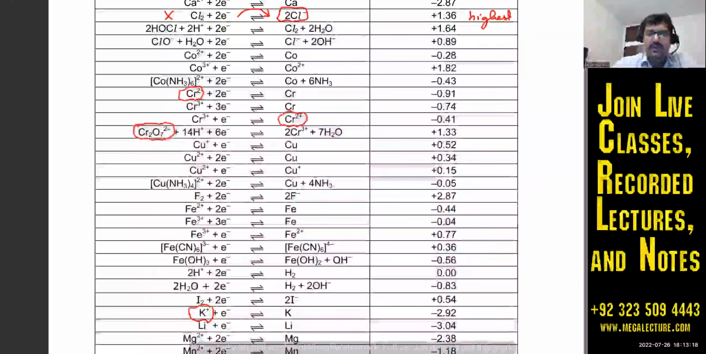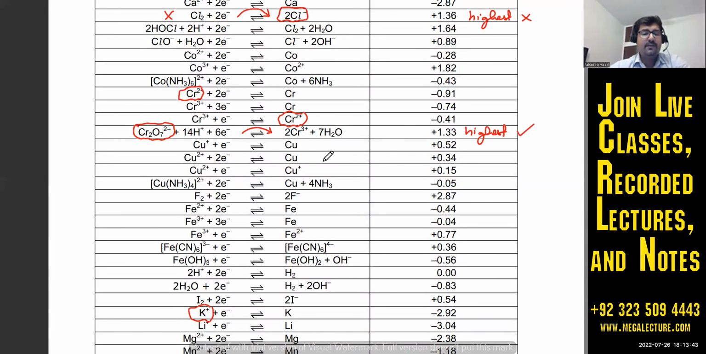I said, take that out. Although it is the highest, we don't have Cl2. So who's the highest now? The highest is 1.33. Now the highest is the one that's going to gain electrons, and that's fine. That means Cr2O7 2 minus with 14 H plus is the one that's going to gain electrons. That's the highest, okay? And there's nothing wrong with that.